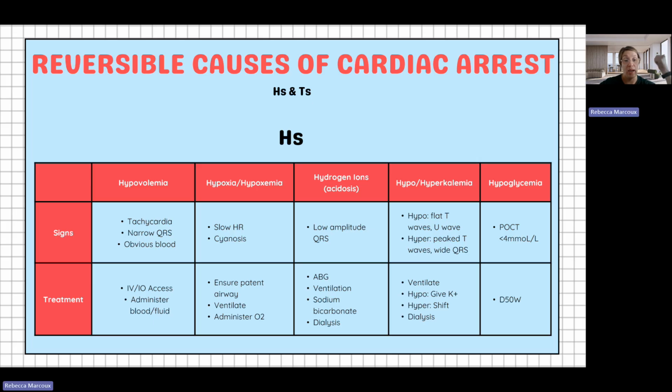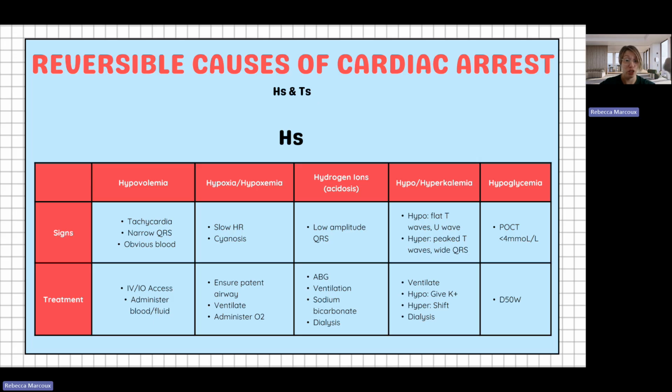The fix for hyperkalemia is to shift, so usually using D50 and insulin. Another one is hypothermia. So if your patient's hypothermic, we do our best to heat them up, get bear huggers, give warmed fluids. And one that's not technically an H, but I always add it in because it's quick, something we can think of quick, is hypoglycemia.